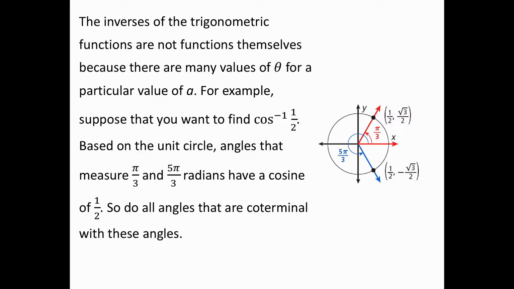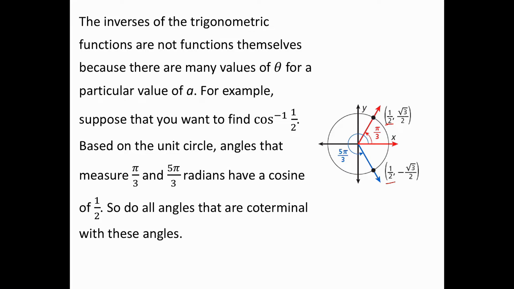Say, for example, you want to find the inverse cosine of 1/2. Based on what we've seen in the unit circle, yes, it's coming back, and yes, I'm going to give you a filled-in one for this week. Based on what we've seen in the unit circle, the angles that measure pi over 3 and 5 pi over 3 both have a cosine of 1/2. Remember, the cosine is the x value on your unit circle. So these are both solutions. You can't have multiple solutions in order for it to be a function, so this is not a function as is.